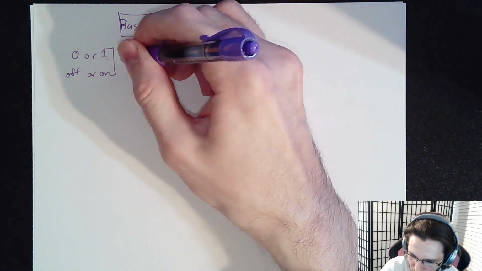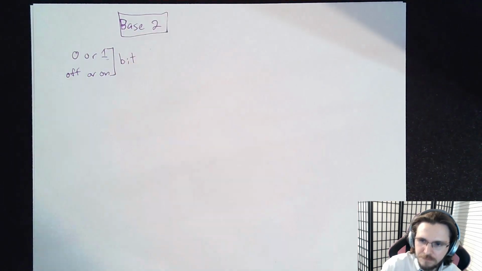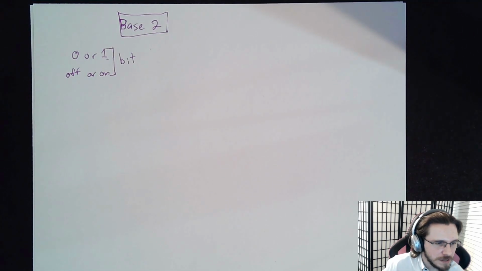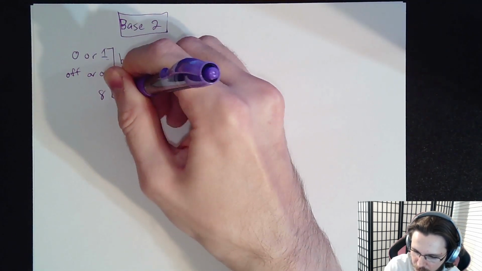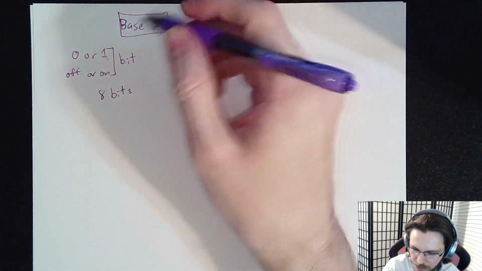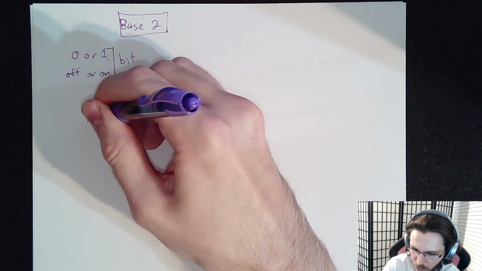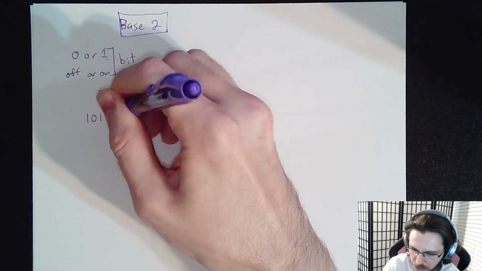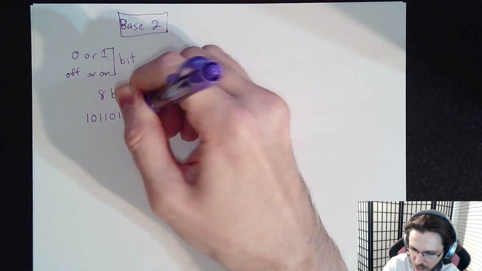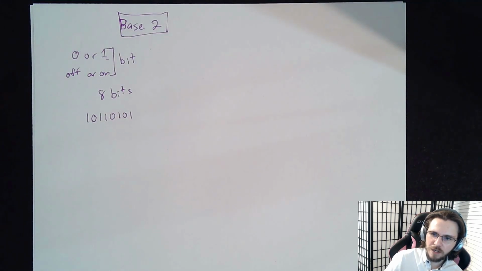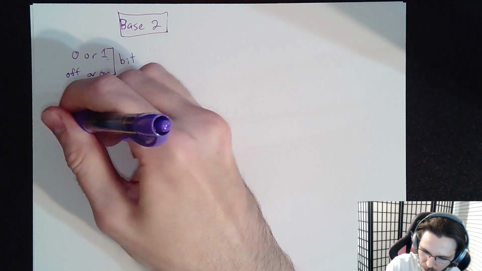Every single one of these that is either off or on is called a bit. A single bit is capable of being on or off. When you have 8 bits together, so for instance, if I wrote 1 0 1 1 0, that's 3, 4, 5, 6, 7, 8. That right there is called a byte.